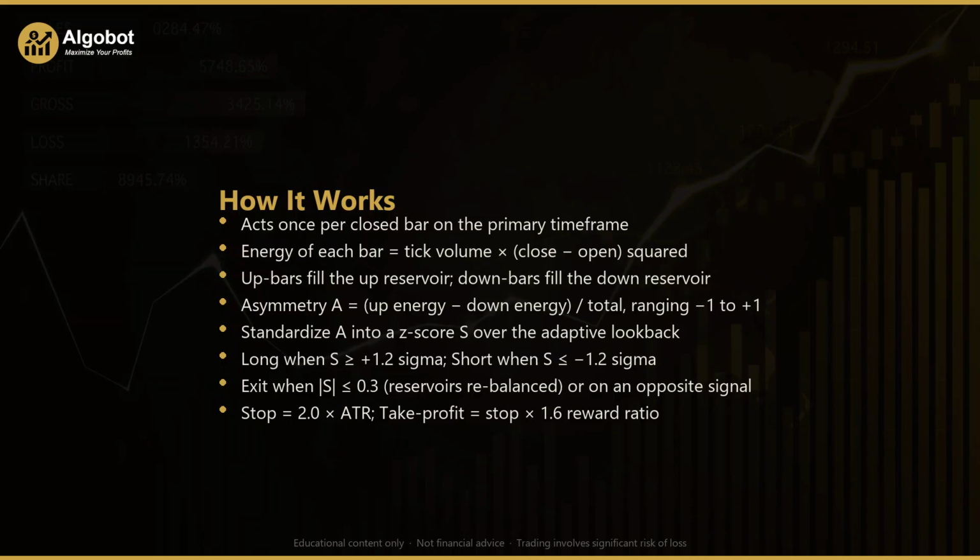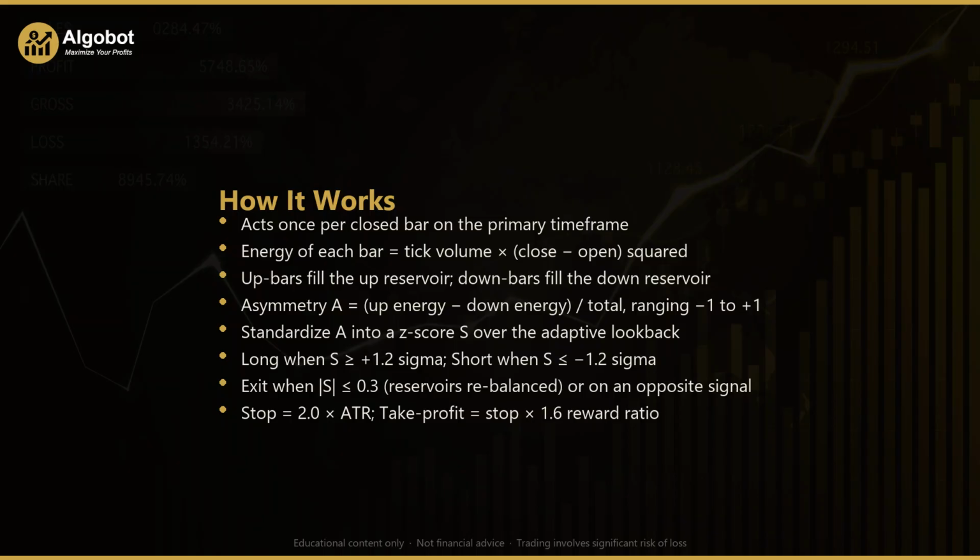Next, it measures the asymmetry. It subtracts the down energy from the up energy and divides by the total, producing a single number between -1 and +1. A reading near +1 means the upside is carrying almost all of the conviction. A reading near -1 means the downside dominates. And a reading near 0 means the two are balanced. Then comes the self-adapting step. The EA keeps a running series of these asymmetry values and calculates a z-score over the adaptive lookback, which defaults to 120 values. This converts the raw reading into standard deviation units, telling the strategy how unusual the current energy skew is relative to its own recent normal.